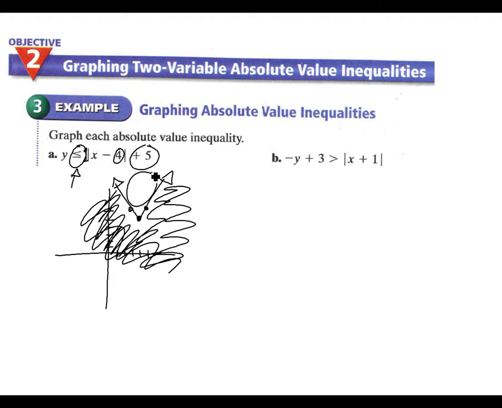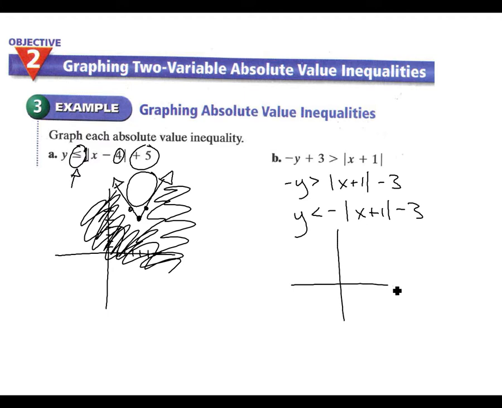Okay, let me do B for you here as well. And so I'm going to get -y. I'm going to get y by itself here. Absolute value of x plus 1. Got to put the -3 out by itself. And then I want to divide this by -1. So here's a trick. Remember, when you divide, you switch the inequality. And now I've got -x plus 1 minus 3.